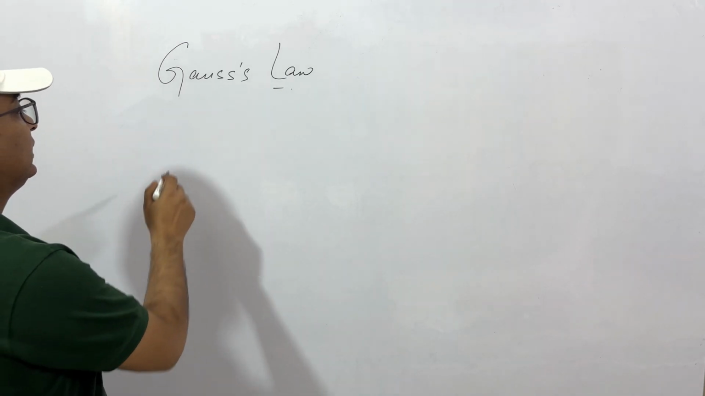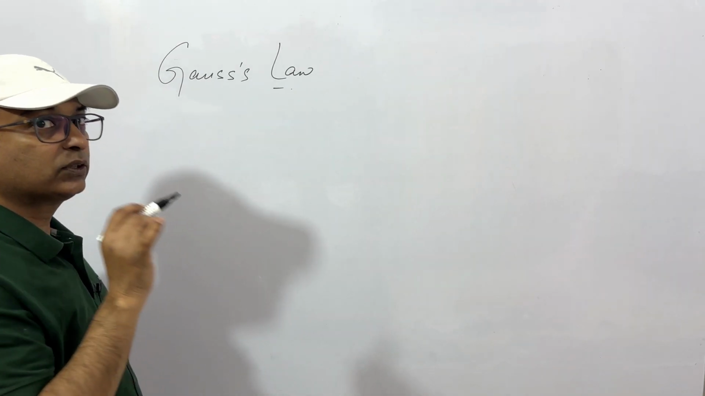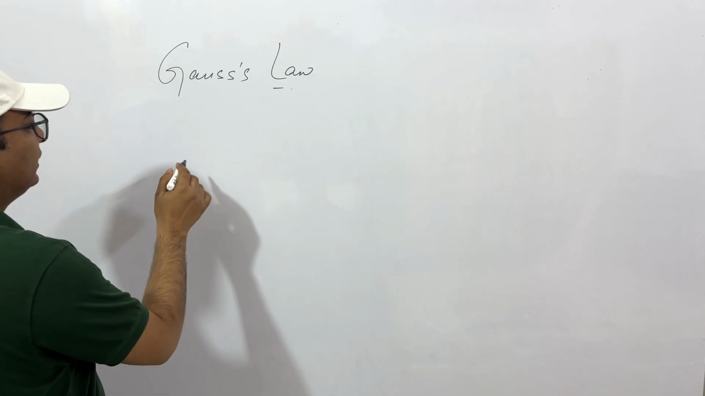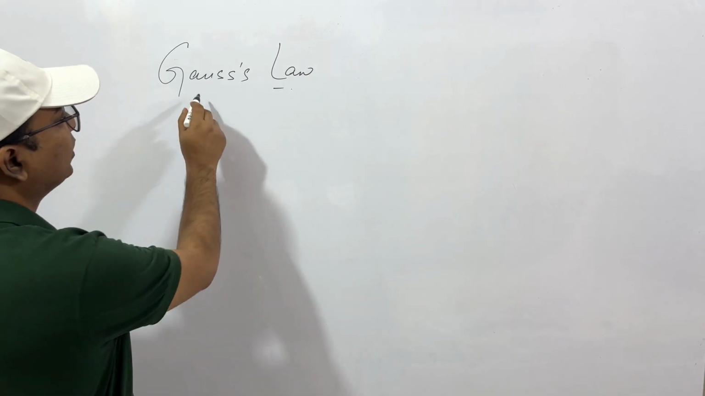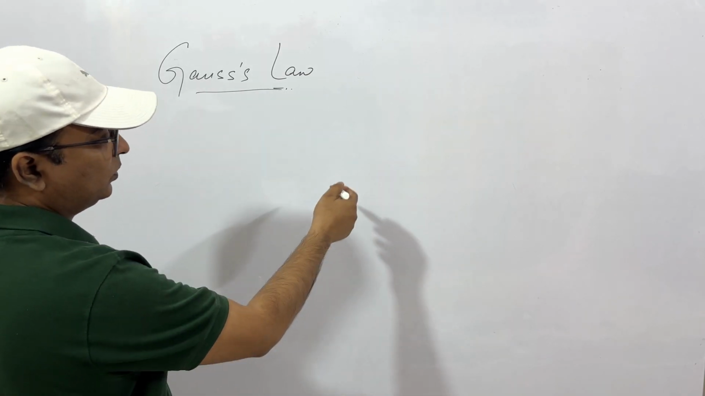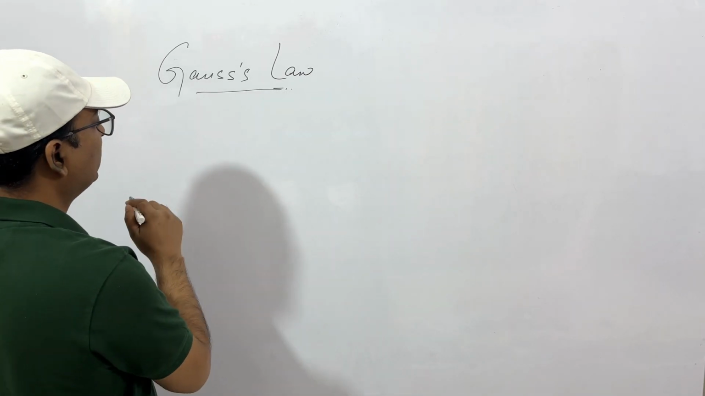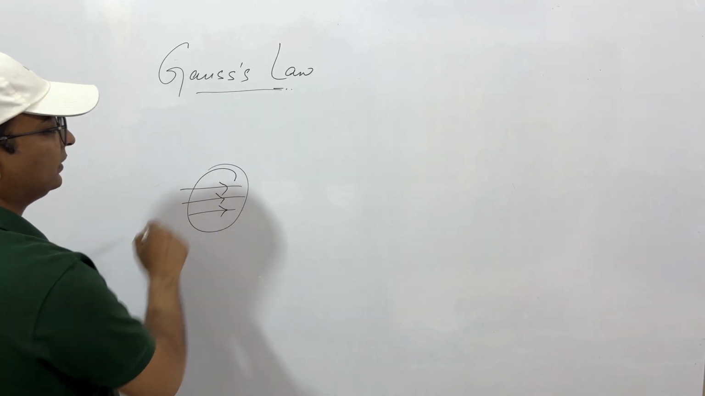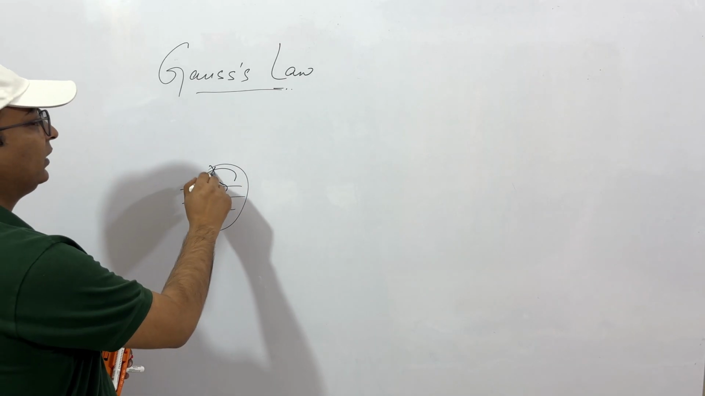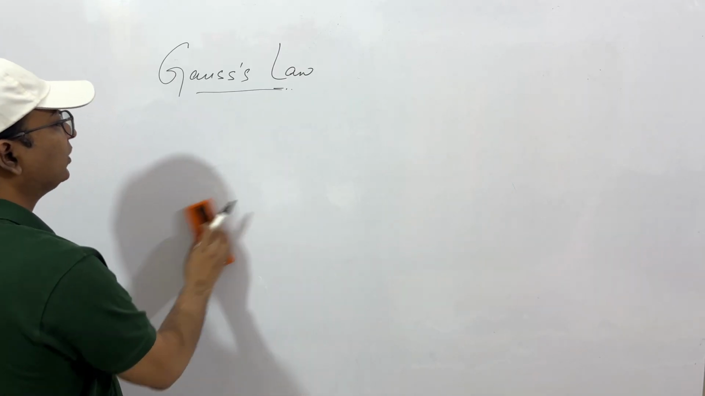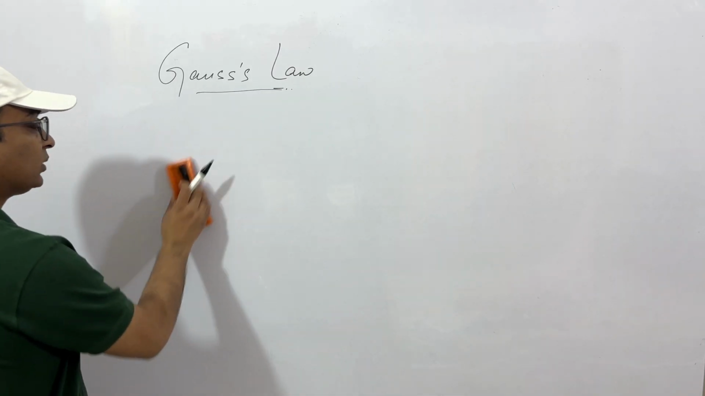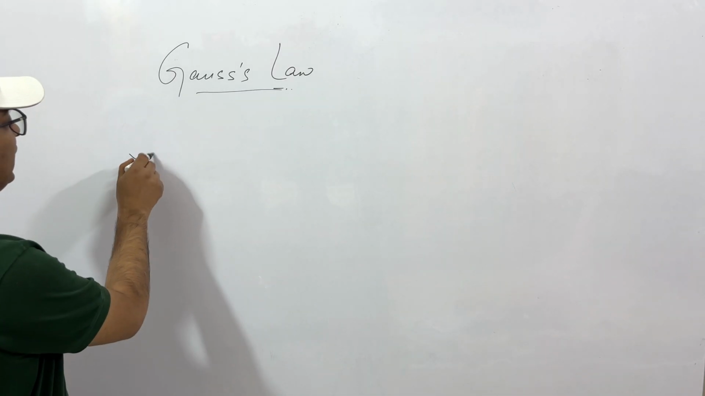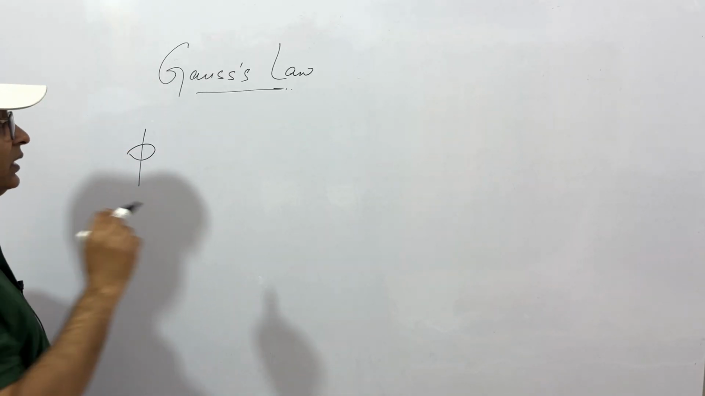Gauss's law says that the total electric flux through a closed area. We are talking of closed area. What I had drawn wasn't a closed area, but what is a closed area? Let's say these are the electric fields and this is a closed surface, and the area of this closed surface is A. So Gauss's law is applicable to closed surfaces only.